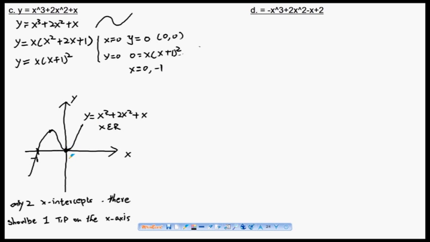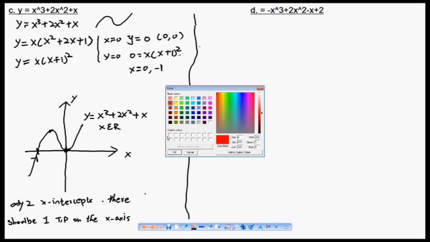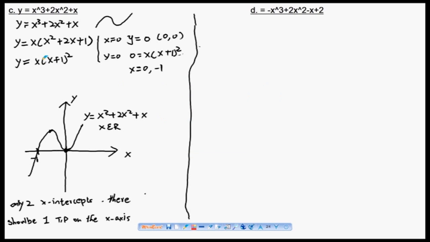The idea is, after we factorize the cubic equation, if we have a perfect square in one of the brackets after factorization, make whatever is inside the bracket equal to 0, x equals -1. So when x is -1, we have a turning point.